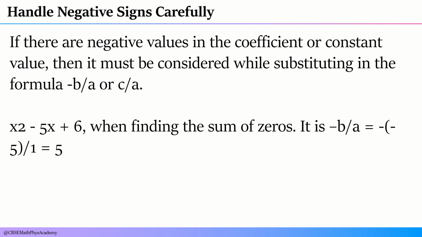Handle negative signs carefully. Just check for any negative values in the coefficient or in the constant term. And also when you substitute in the formula, carefully substitute minus b by a or c by a. Say for example, in x square minus 5x, remember the coefficient is minus 5. So when you substitute to find the sum of zeros, it is minus b by a, which is equal to minus of minus 5 by 1, which is equal to 5. So be careful with the negative and the positive signs.